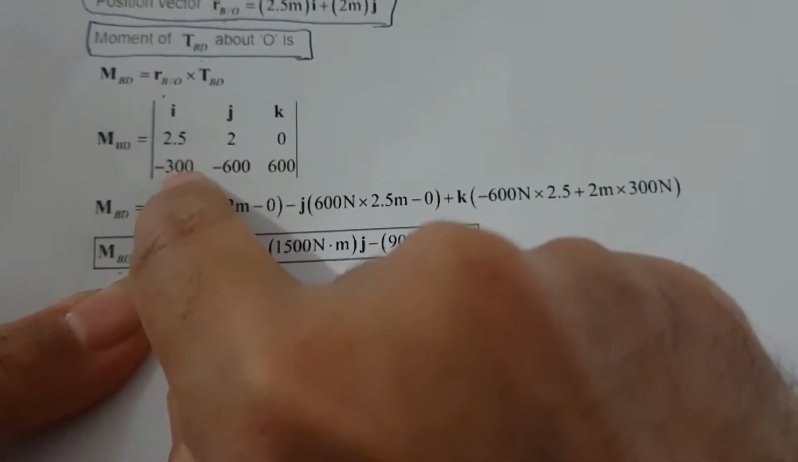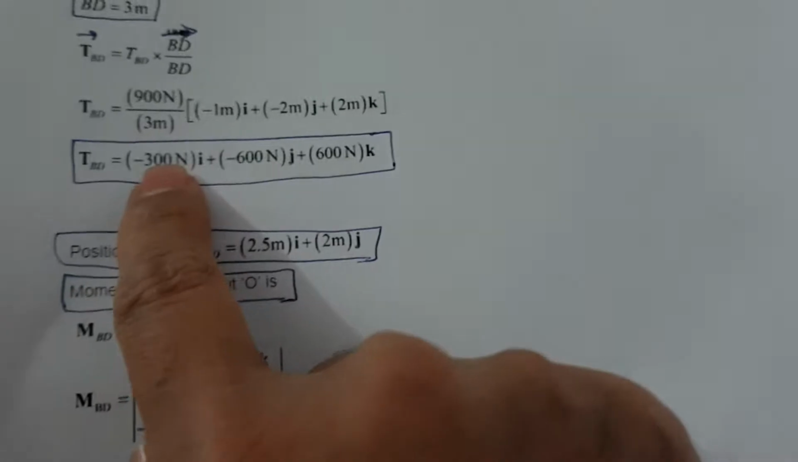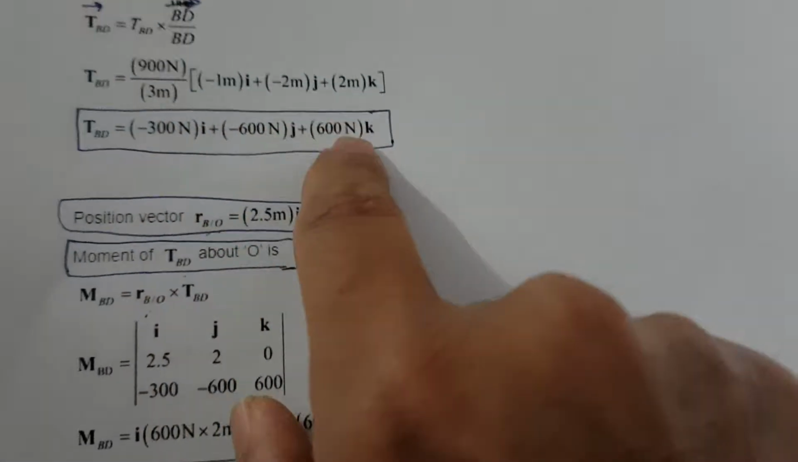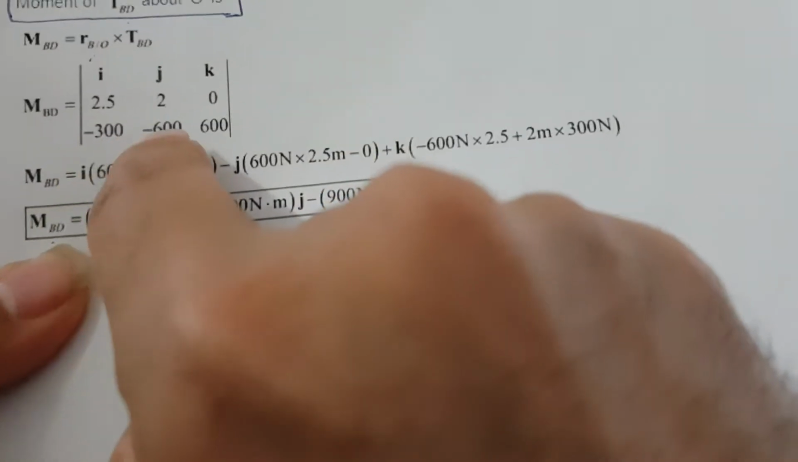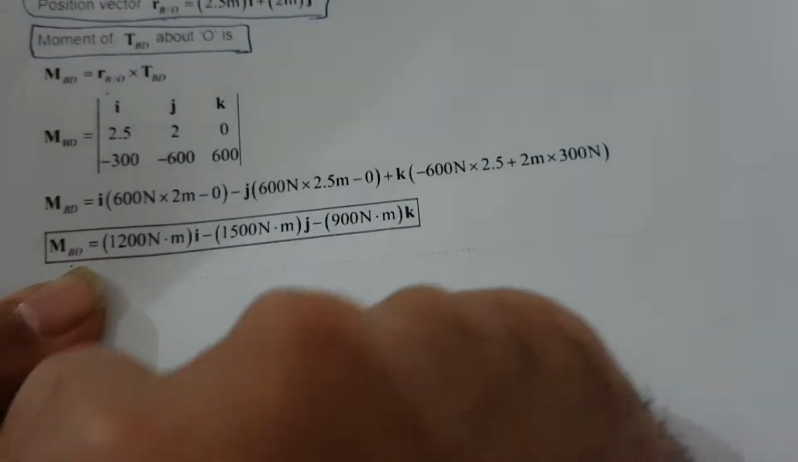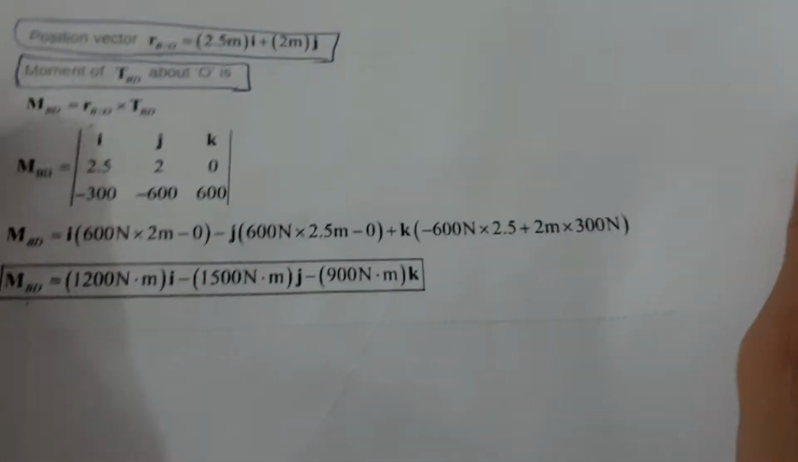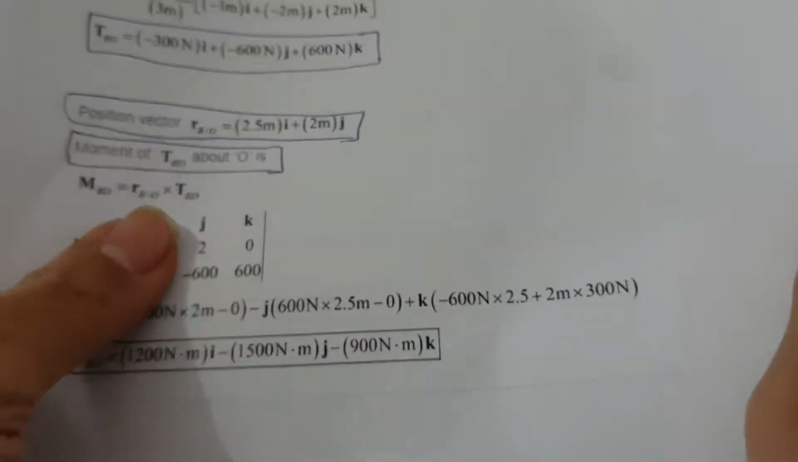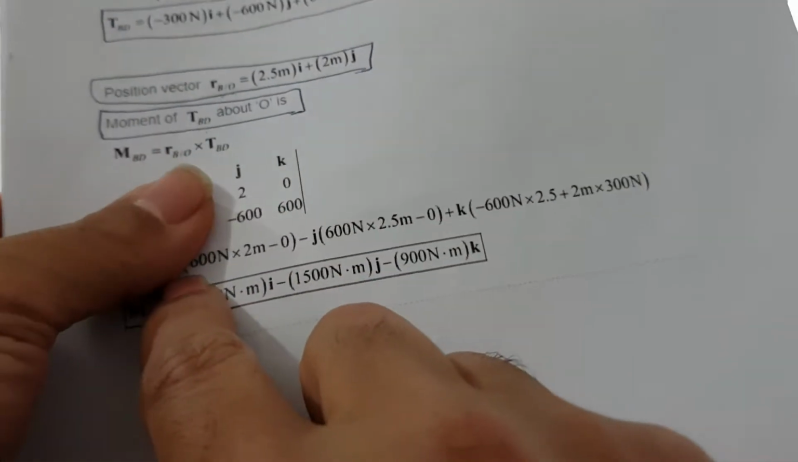MBD, with IJK. You put the position vector 2.5, 2, and in the K there is 0. Then we put the tension BD: minus 300, minus 600, 600. Well, we have to solve this. First of all, we put I. We hide I, and we put here I.